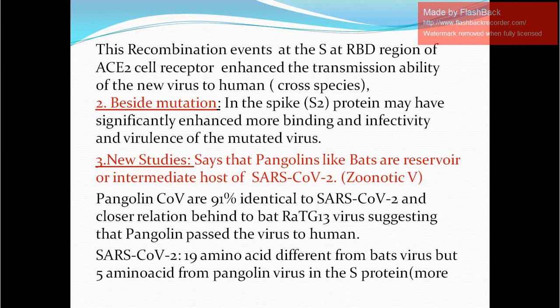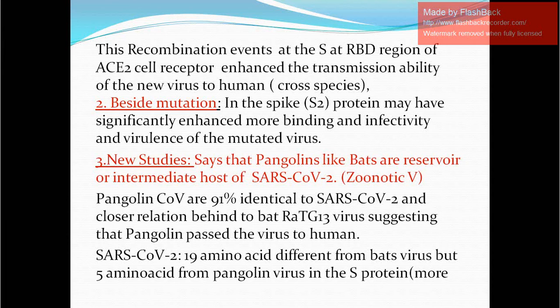When this happens, when bats get infected with two viruses, there is an exchange of genes between the two viruses. Besides that, number two, there will be a mutation in the spike S protein that may have significantly enhanced binding and infectivity or virulence of the mutated virus. Mutation is a minor change, only a few amino acids at the binding site of the S protein.